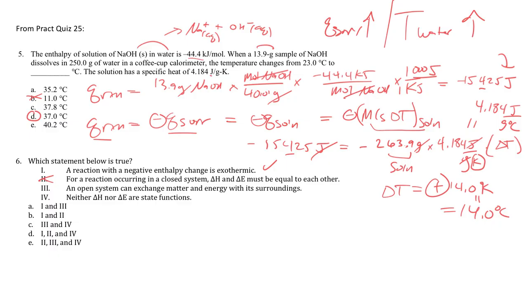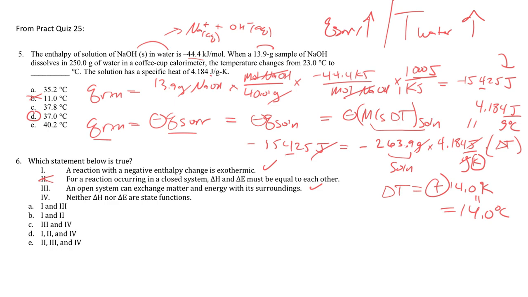Next: an open system can exchange matter and energy with its surroundings. That's the definition of an open system. It's like an open container that can have heat exchange and energy exchange. A closed system can exchange heat but not matter. And then an isolated system can't exchange anything, neither heat nor matter.